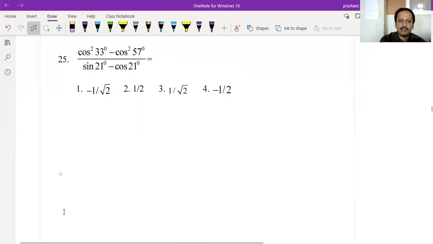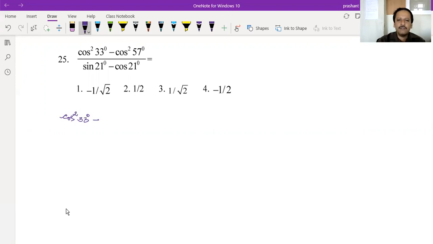Now let's have a look at this problem, 25th question. Cos 25 degree, cos square 33 degree minus cos square 57 degree divided by sine 21 minus cos 21. Okay, so what I do is, I'll write cos square 33 degree as it is. And cos square 57 degree is there now. I can write that as sine square 33 degree.